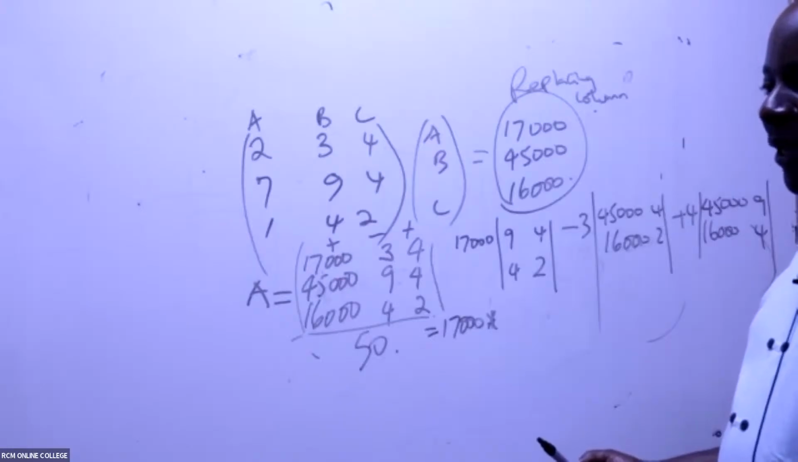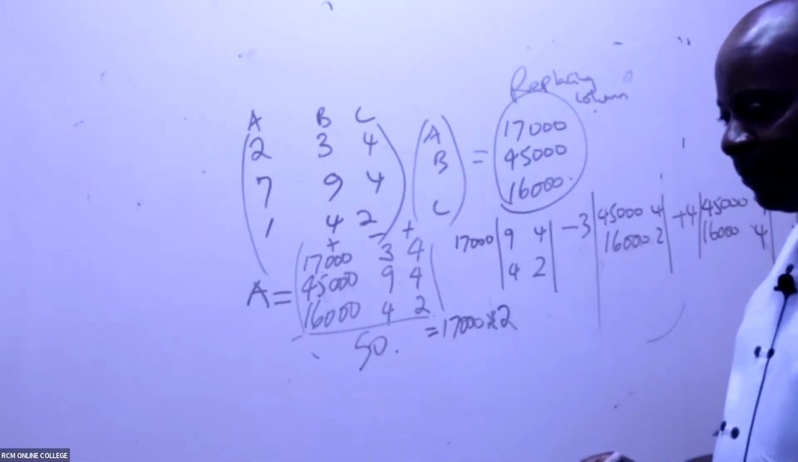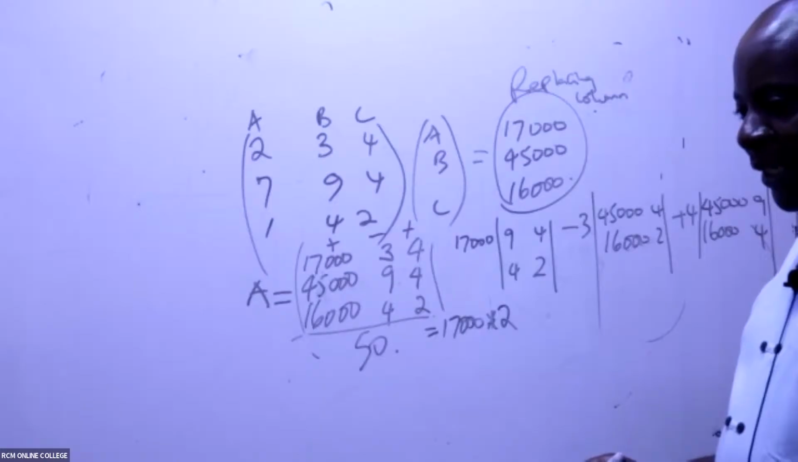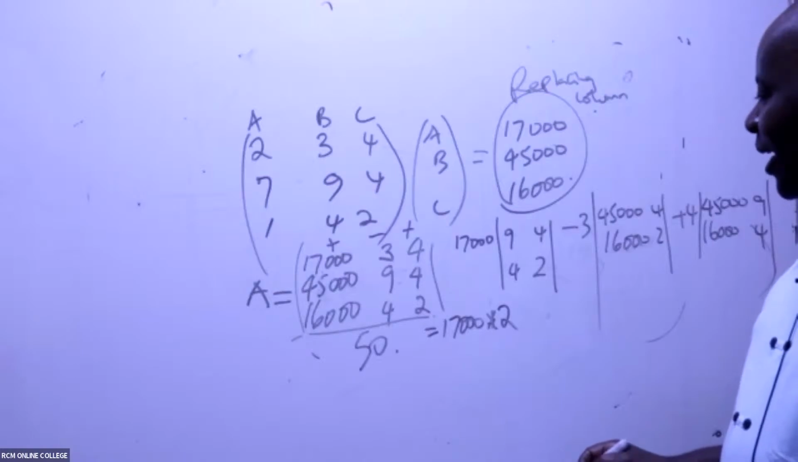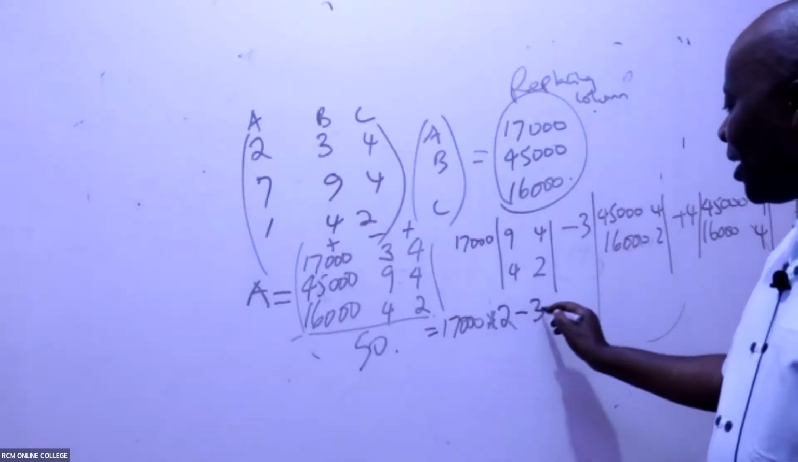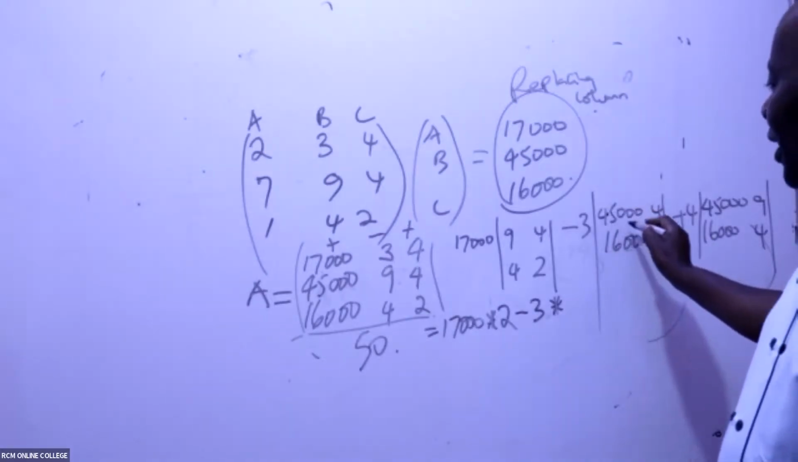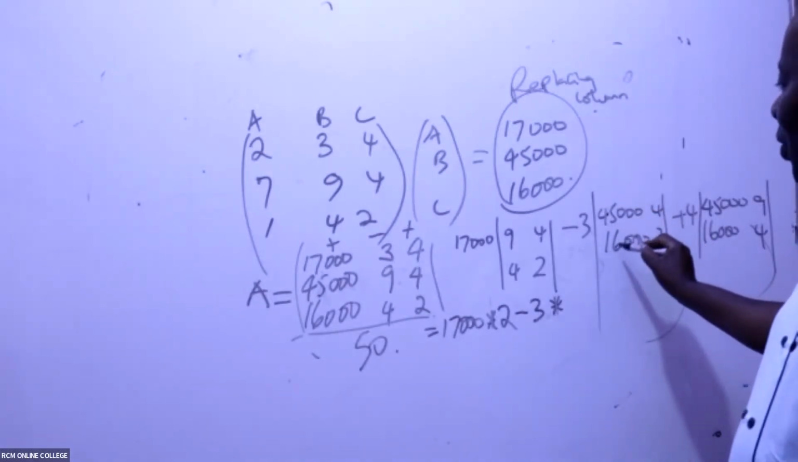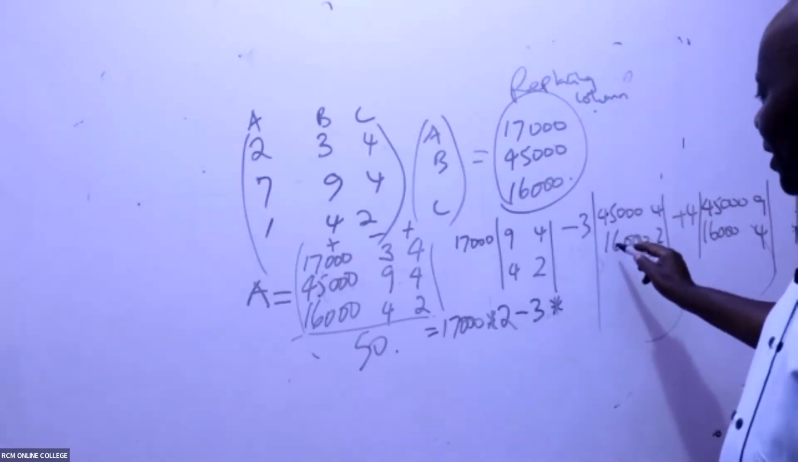Yeah, so 9 times 2 minus 4 times 4, which gives me what here? Is there somebody who's getting 2? Yeah. And then we come and say minus 3. How about this determinant? So this will be 45,000 times 2 minus 16,000 times 4.